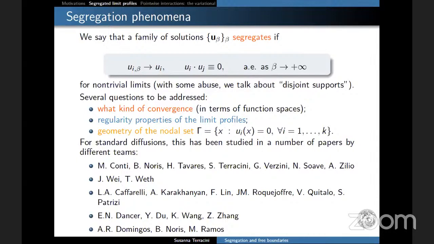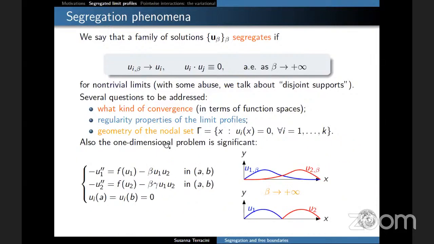And here is a partial list of the people who have contributed to this particular study of regularity of the limiting profile and geometry of the nodal set. And just to give a picture of what can happen in one dimension, where already the problem is significant, we can imagine to have a pair of solutions, u_1 and u_2. We can imagine to have these solutions, for example, with some zero boundary condition.